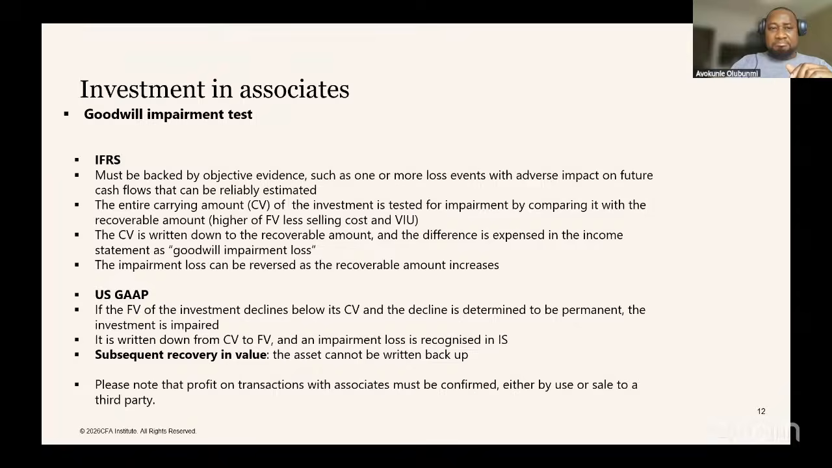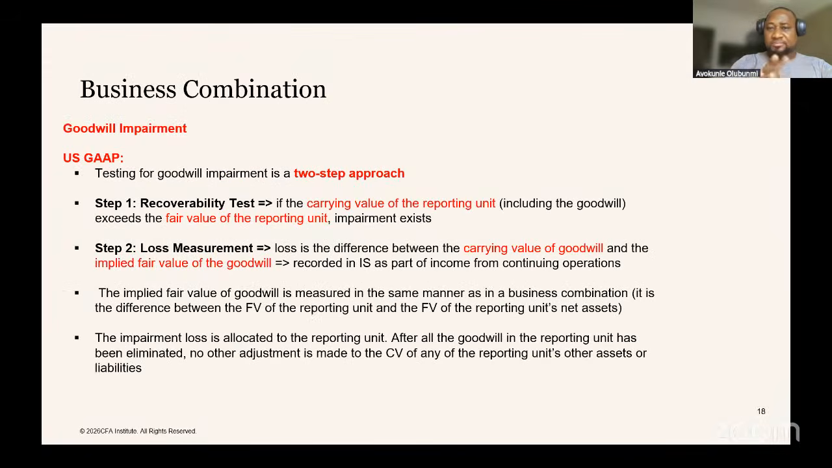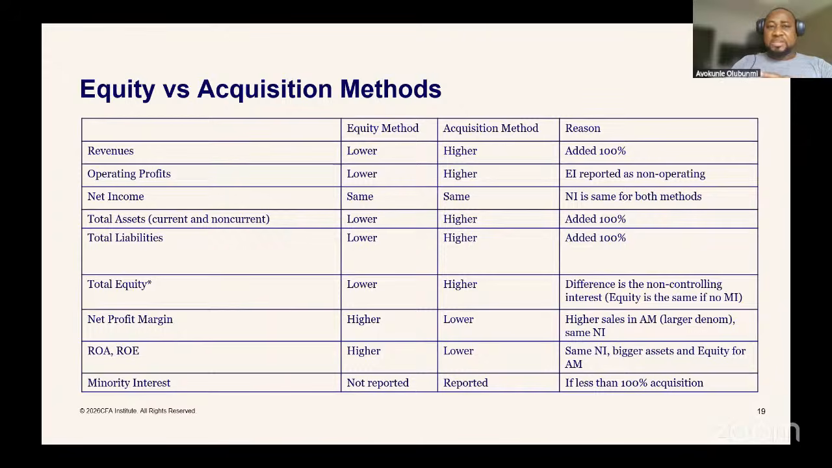Okay, so let's look at a summary comparing the equity method and the acquisition method. Remember I told you earlier that if you have over 50%, it doesn't mean that automatically you are going to use the acquisition method. It doesn't ultimately mean that you have control. You can have 100% and still have only significant influence. So let's assume you have a percentage that ideally should qualify you for control, but you only have significant influence. The question is, what will be the difference, assuming you've used the equity method versus the acquisition method?